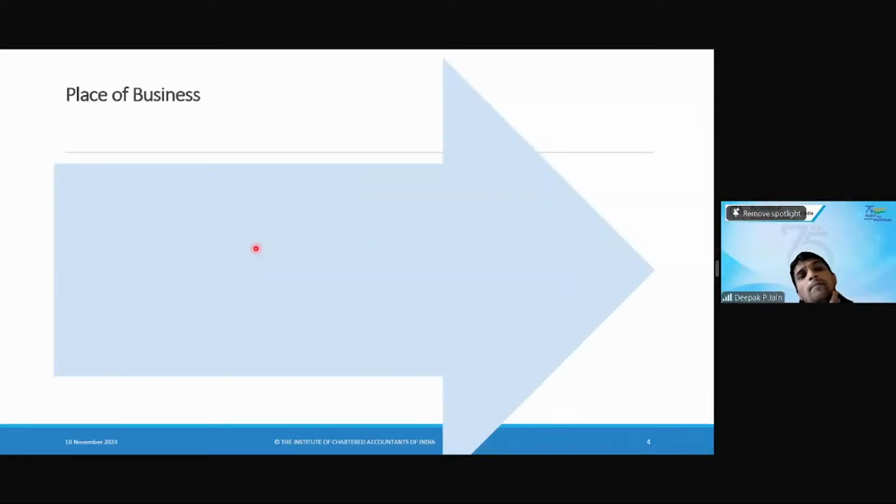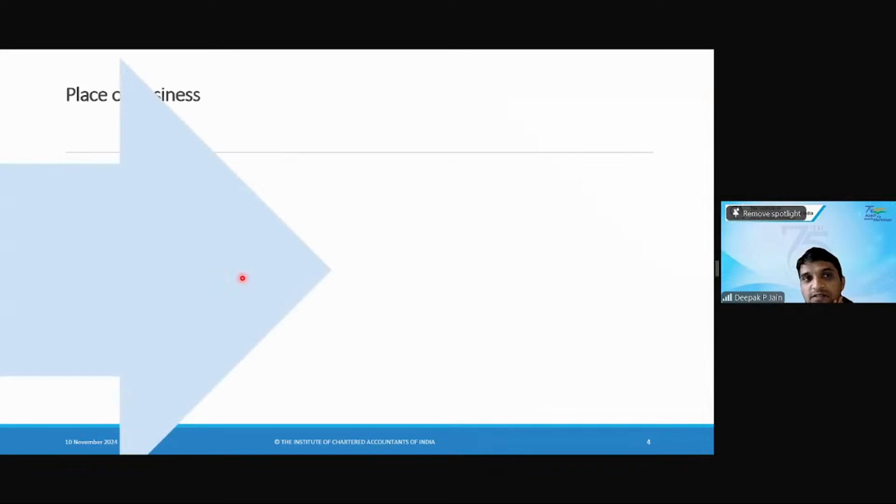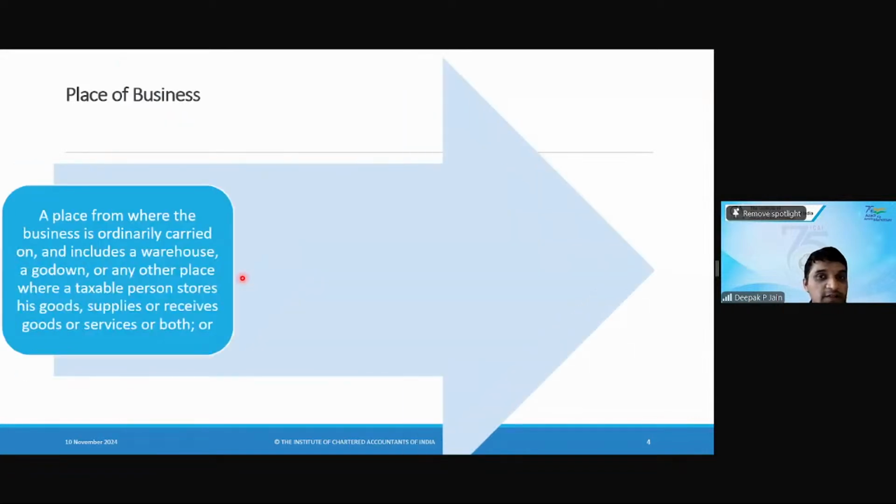Next is, when we say books of accounts have to be maintained at the principal place of business, what is the definition of place of business? A place of business means a place from where the business is ordinarily carried out and includes a warehouse or godown or any other place where a taxable person stores his goods, supplies or receives goods or services or both. So generally the place from where he is carrying on his business, that is called a place of business.